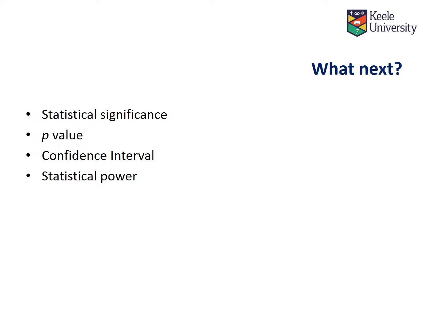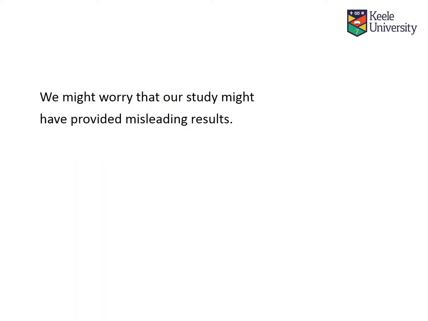Now we will be moving on to talking about statistical significance, p-value, confidence interval, and statistical power. A little bit of deeper waters as we go along. Now, we talked about how we conduct our study. We talked about bias, reducing bias, confounding, and all that. We still might worry that our study might have provided misleading results.